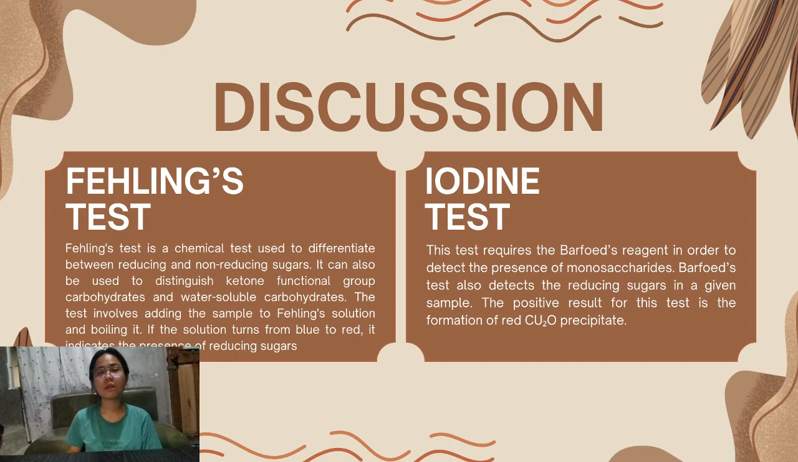However, the Barfoed's test is used for detecting the presence of monosaccharides in a given sample. So, if the given sample shows a positive result, it will show the formation of red copper oxide precipitate.